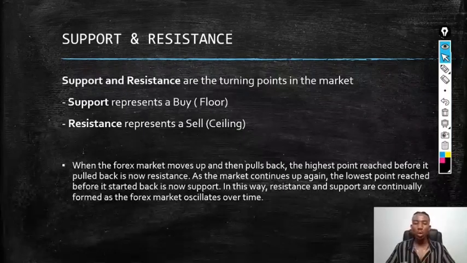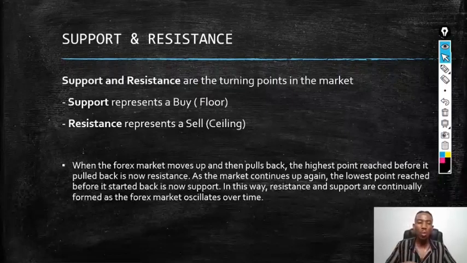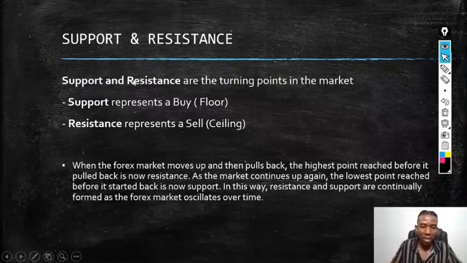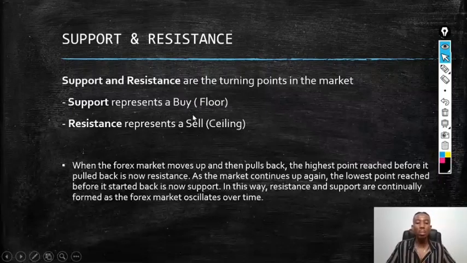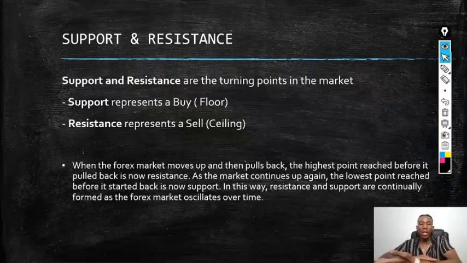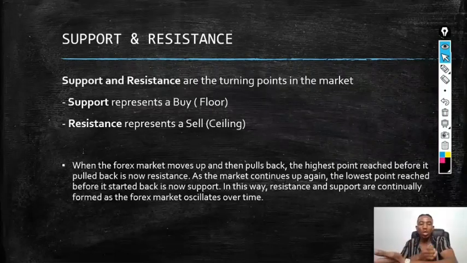There is no strategy in the world that can be formed without understanding what a support and a resistance are. So firstly, support and resistance are turning points in the market. Support represents a buy, meaning you can think of a support as a floor. Let me show you an example of what I mean. Let's say we're at the floor right now. We should always be above this floor and never below. Hence it is a support. It always supports the market going up.